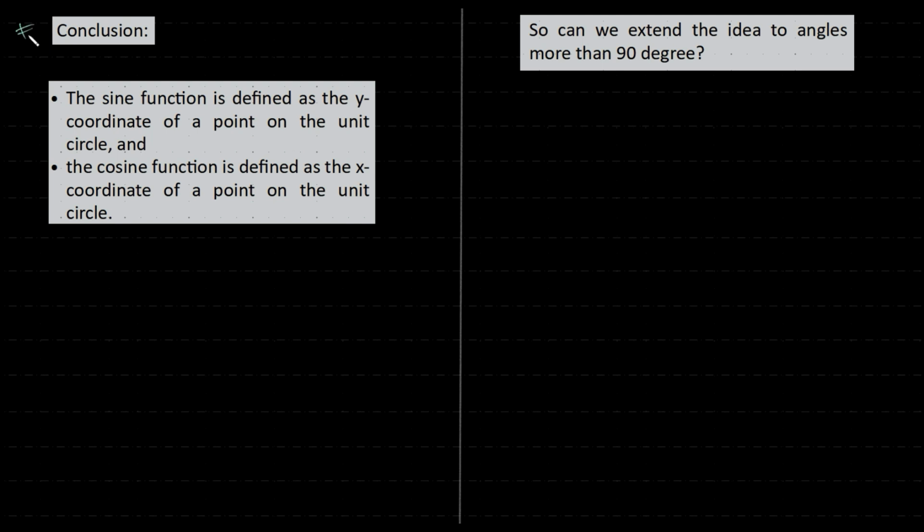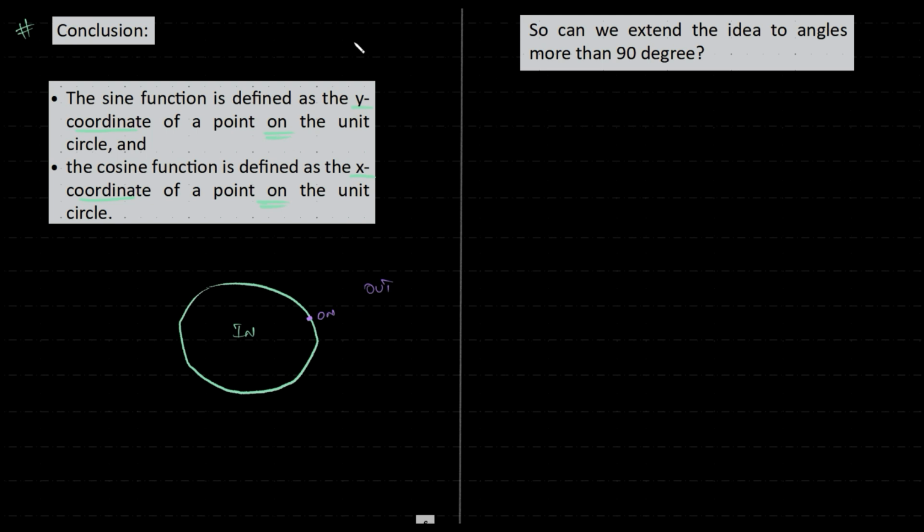The conclusion that we could make from the previous exercise is that the sine function is defined as the y-coordinate, very important, the y-coordinate of a point on the unit circle. It has to be a unit circle. And the cos function is defined as the x-coordinate of a point on the unit circle. When we say on, it is always on the circumference, not inside. Remember, this is inside the circle, this is on the circle, and this is outside the circle.